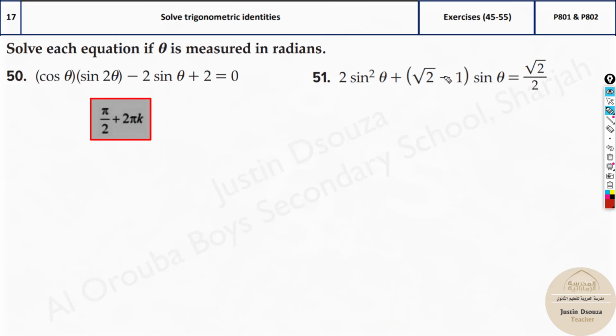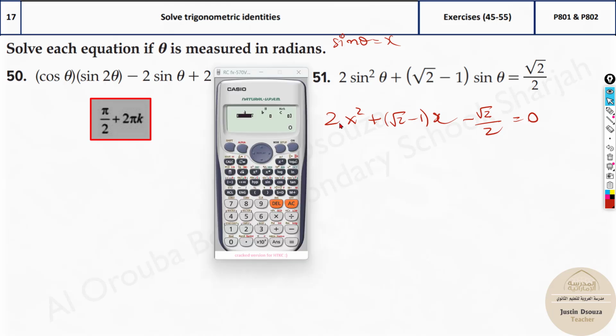Now this is a simple problem but looks complicated. I'll just tell you how to do this quickly. Here, just consider sine theta equals x and simplify. It'll be 2x squared plus root 2 minus 1 times x, and bring this inside, minus root 2 by 2 is equal to 0. Use your calculator to solve this quadratic equation. Substitute the coefficients, 2. Now here, let's use the bracket. Just type it out as it is. Over here you need to be careful with the brackets and everything.